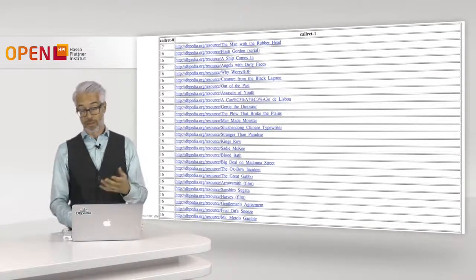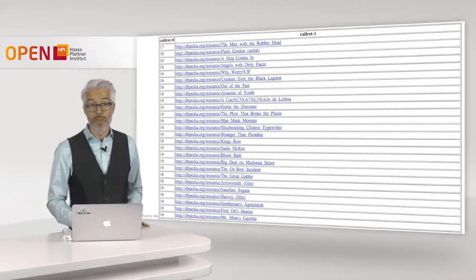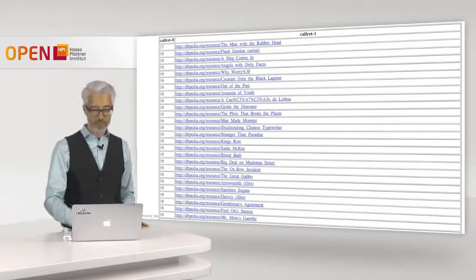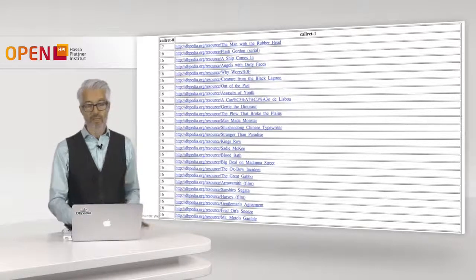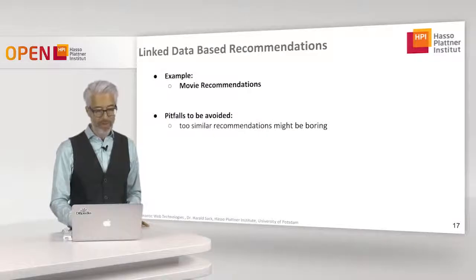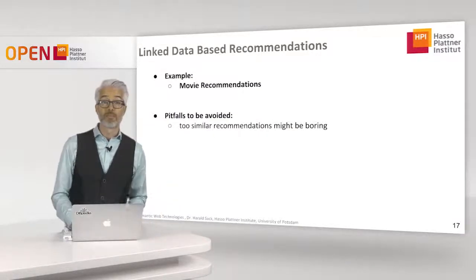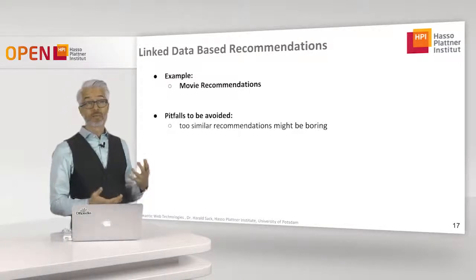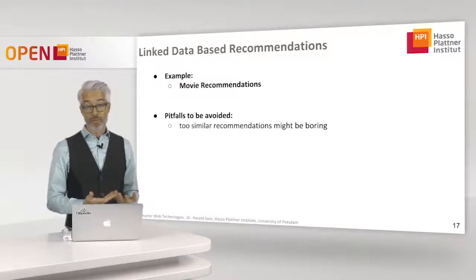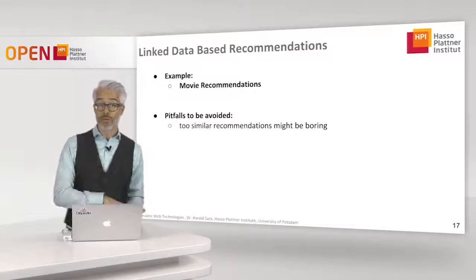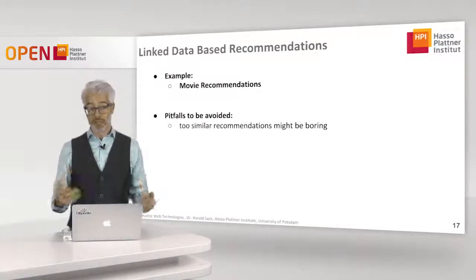For example, if you're using a video on demand platform and looking for a new movie to watch, simply try out one of these SPARQL queries. Maybe you will get a nice and interesting answer. Of course, there are some pitfalls to be avoided. We all know that for movie recommendation, if you always get a recommendation of something similar, it soon starts to be boring. So two similar recommendations might be boring, and you should avoid that.